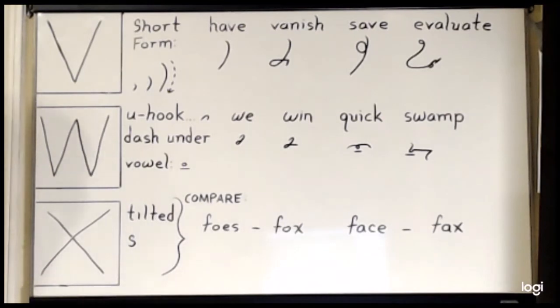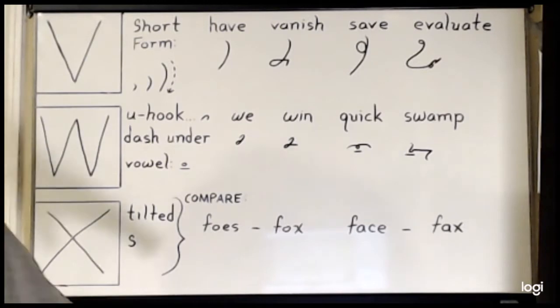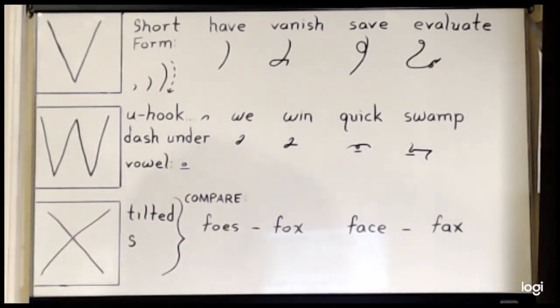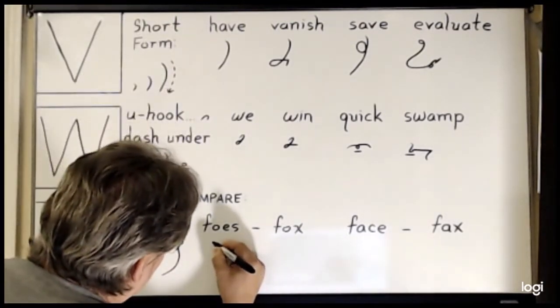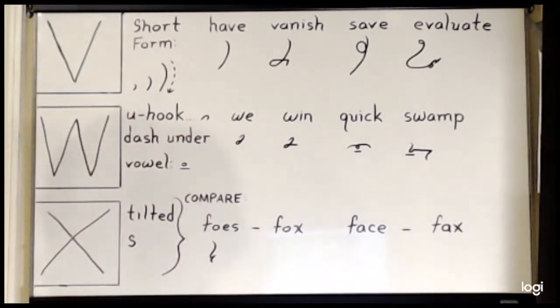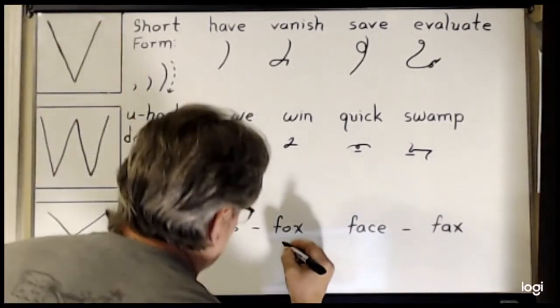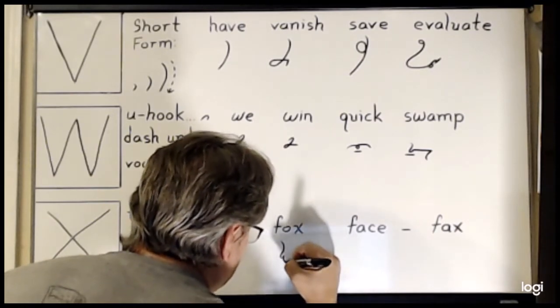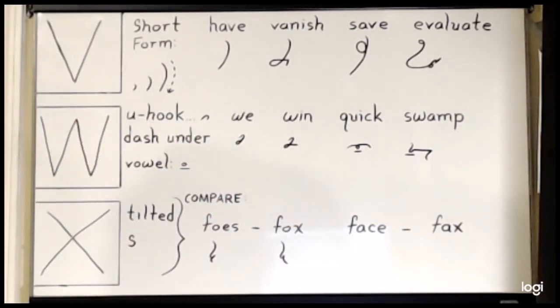For X, it is represented by a tilted S, whether you use the left S or the right S. So first we'll use the left S, and I'll show you the difference between the S and the X here with these two comparative forms. So for foes, we'll write F, O, left S. Now fox is going to tilt that left S to the right. So it's going to be F, O, and then the left S tilted to the right for the word fox.